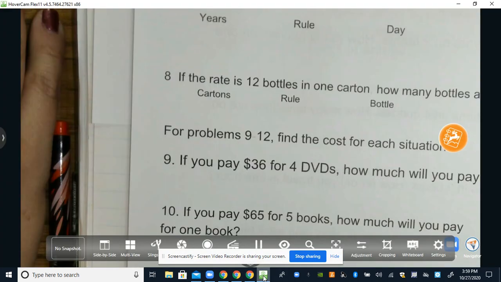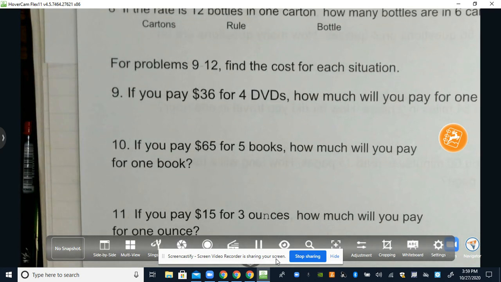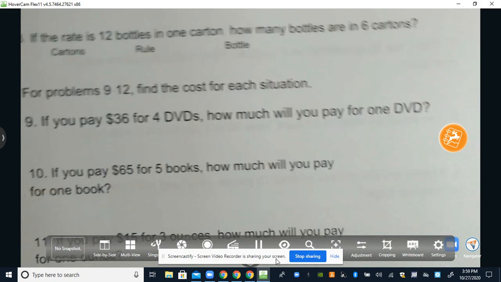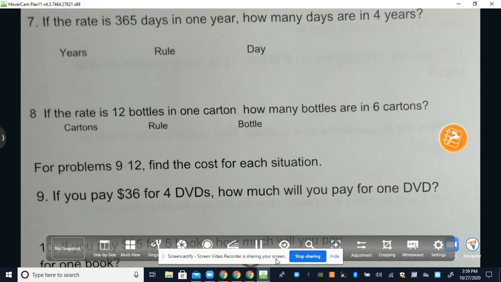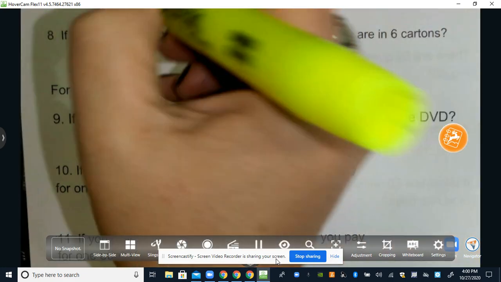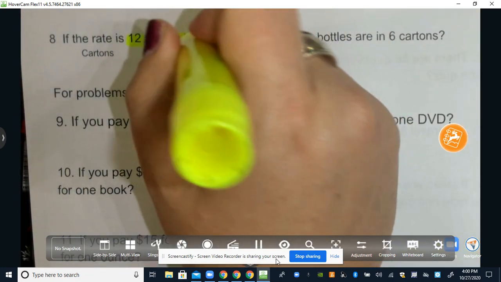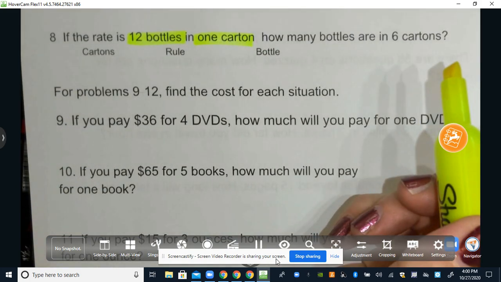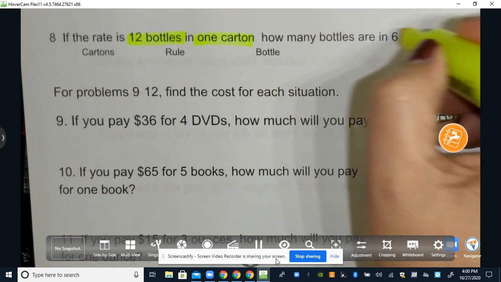So here we go. Your homework last night, we did the whole front page together, and then I believe 8 through 11 was homework. Let's look at number 8. If the rate is 12 bottles in one carton, how many bottles are in 6 cartons? We're comparing bottles and cartons. We know there are 12 bottles to one carton. How many are there in 6?